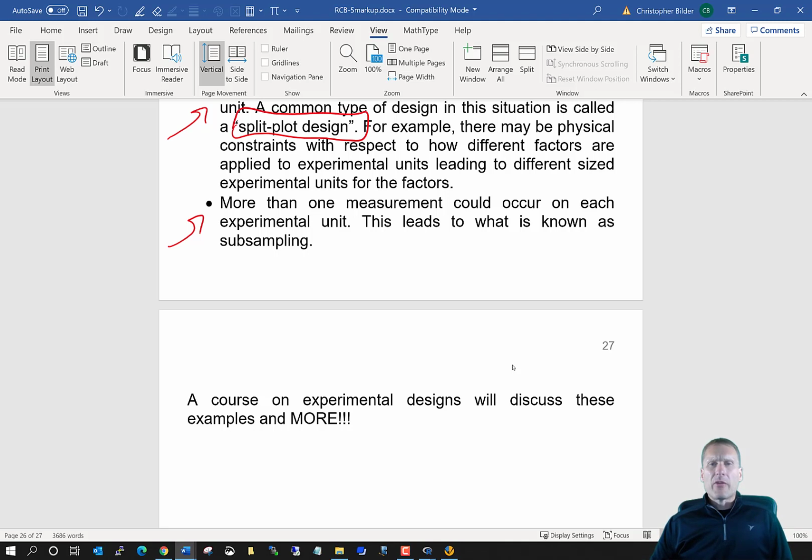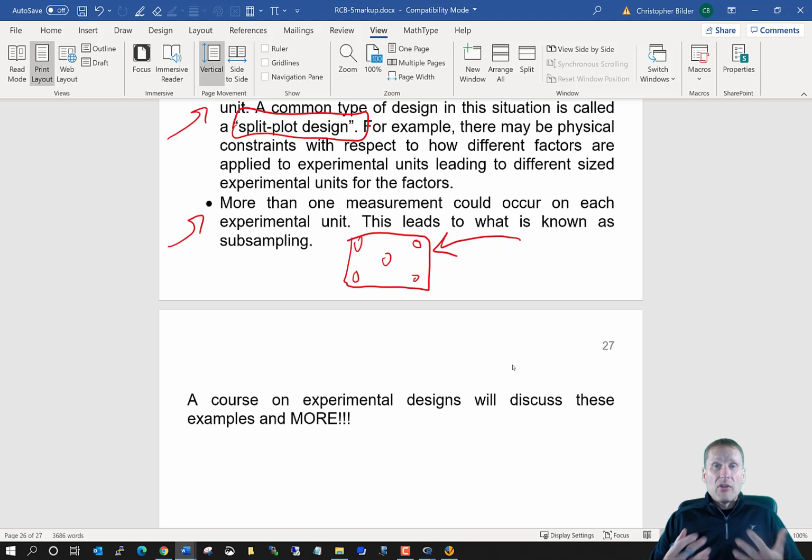Also, there might be cases where, let's say, more than one measurement could occur on an experimental unit. So I remember when I was in grad school, the first time I saw this, we looked at a case from a study where I think they were trying to wash some kind of cloth. And after that cloth was washed, a measurement was taken here, here, here, here, and here. So we had 5 measurements on the same cloth, and the actual treatment was applied to the whole cloth itself.